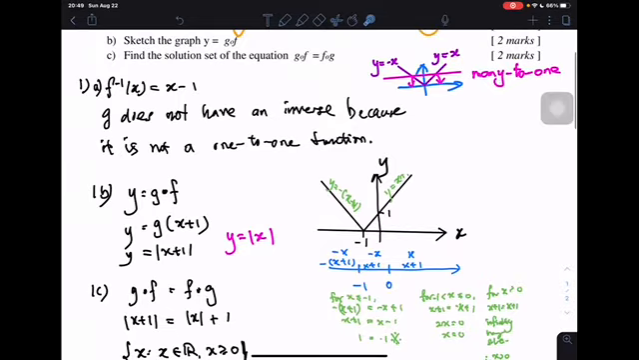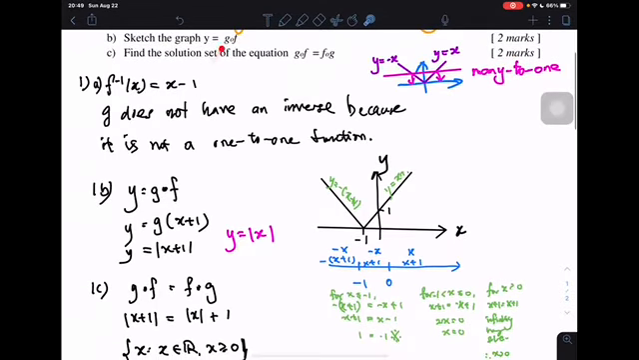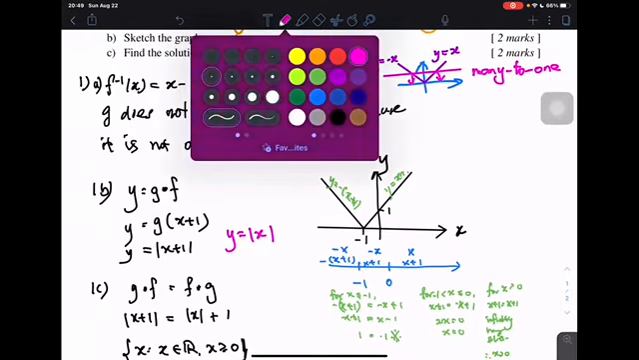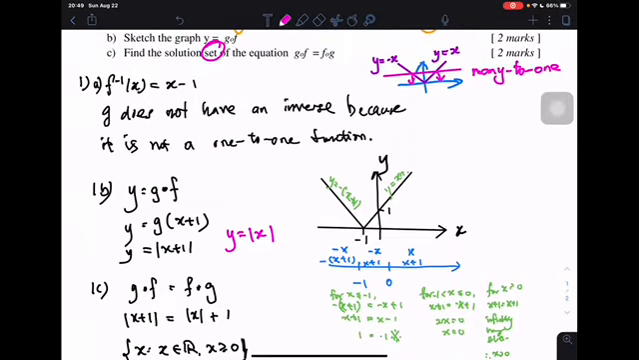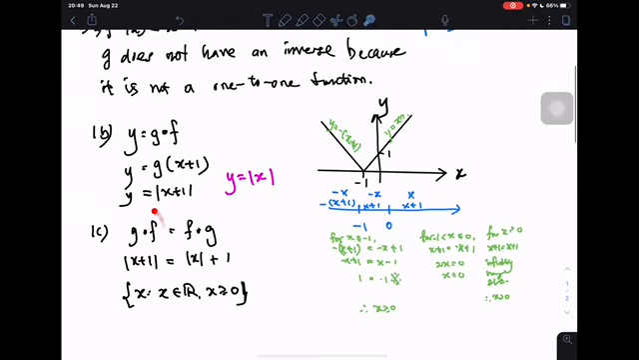Okay. Now the third one, part C, is the solution set. You have to be very careful with this word "set", meaning you have to write your answer using set notation. When G composed F is equal to F composed G. Now what is G composed F? It is what we found in 1b, so it's straight away modulus of x plus 1.